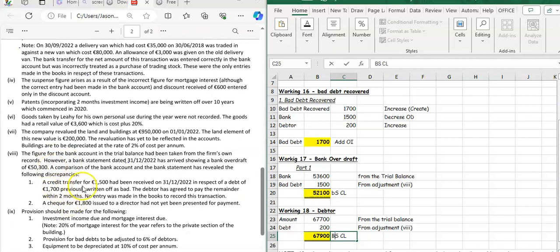So credit transfer, you're going to increase your bank 1,500, create a bad debt recovered of 1,700, and then the difference between the two is how much you're going to increase your debtors by.